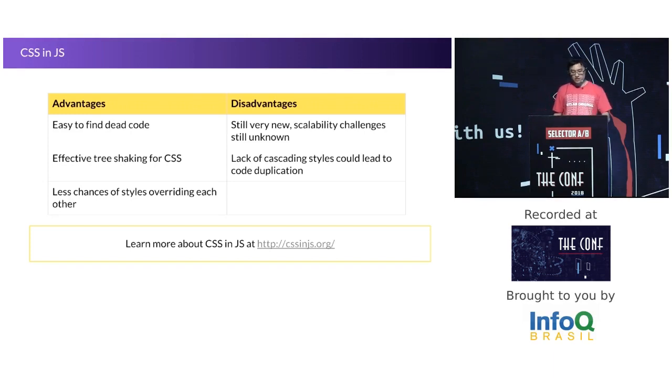The other advantages is also you start seeing less overriding of styles. You're also, similar to BEM, starting to decrease the cascading effect of CSS by using CSS and JS. The disadvantages is that it's still very new. It's only been around for a couple of years. It's still not sure how the scalability challenges are. So that is something to take into consideration when implementing this way of organizing your CSS.